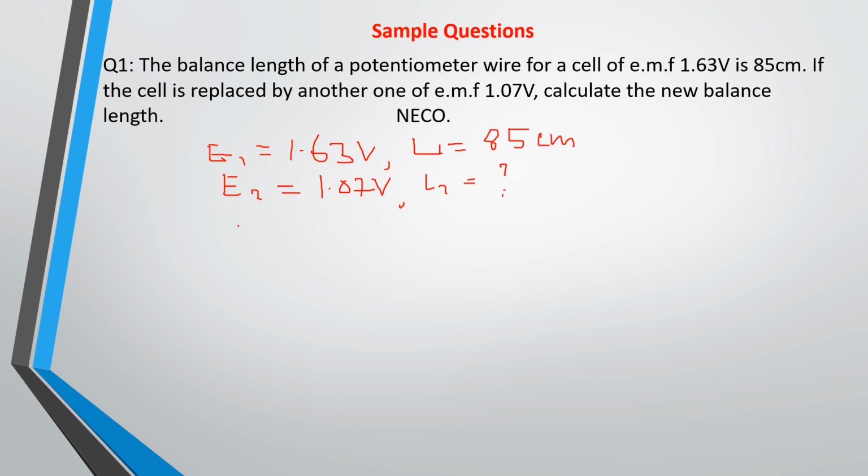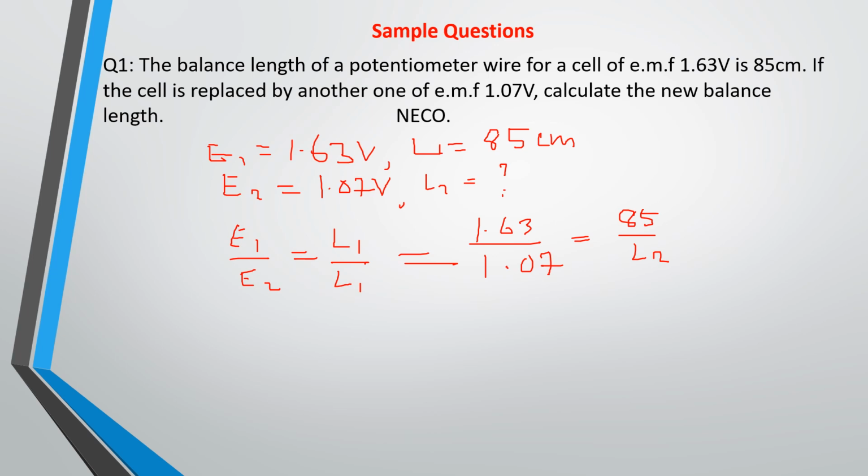So applying that equation, write E1 over E2 equals L1 over L2. When you substitute into this equation, you have 1.63 over 1.07 equals 85 over L2. So from here, you can make L2 the subject of your formula.